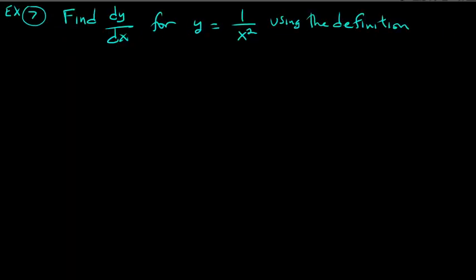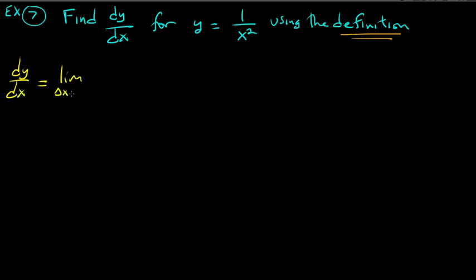Okay, moving on. Next example. Find dy over dx, that's the derivative of y, for y equals 1 over x squared. Using the definition, right? So for those of you who've had calculus before, may remember that there's a very quick way of doing this, of course. But in this case, we can't do it that way because the directions specifically say to use the definition of the derivative.